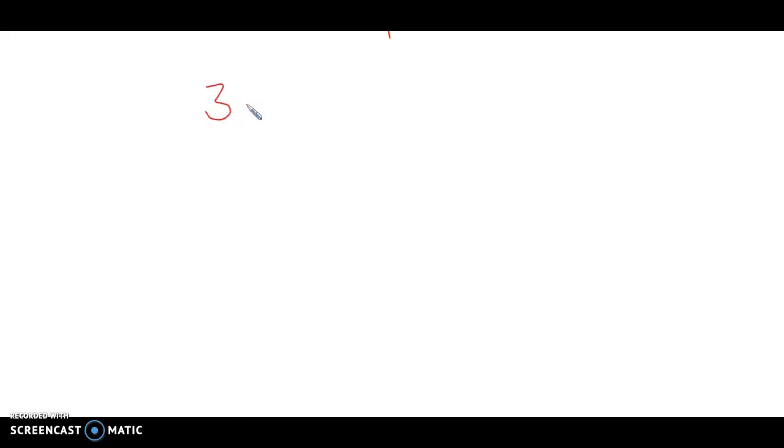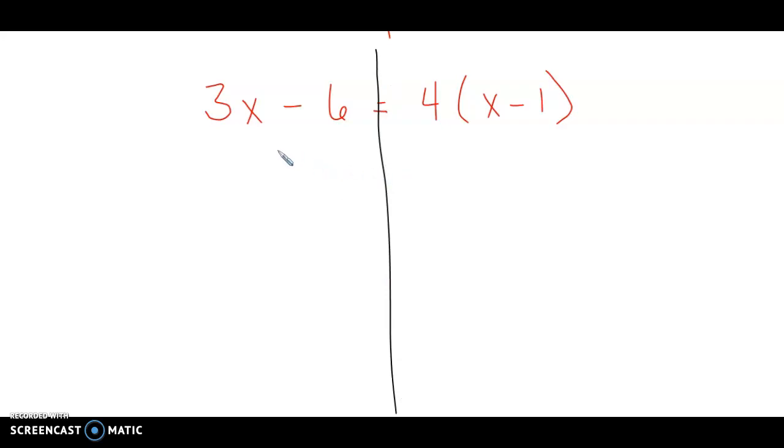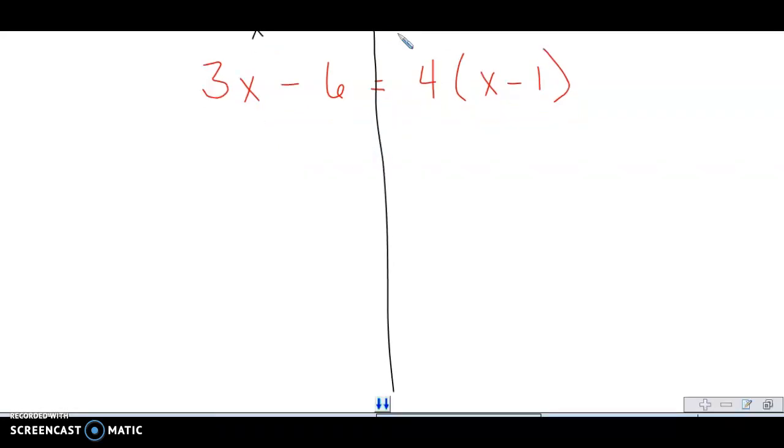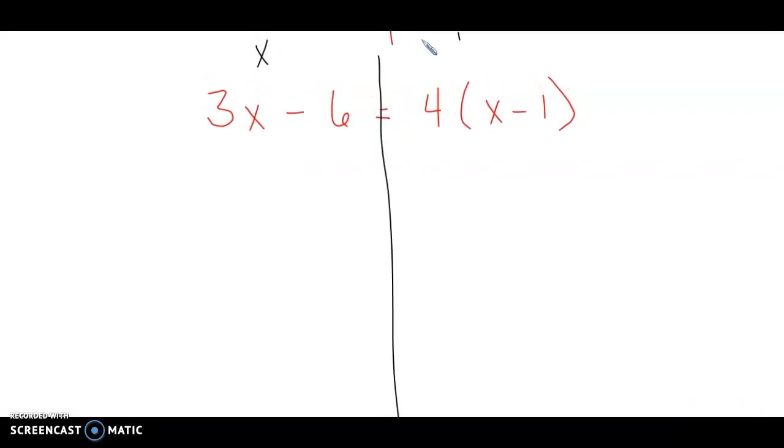So let's say we had 3x minus 6 equals 4 parentheses x minus 1, and we try to solve this one now. Okay, so my variables are my x's, so I want to get all the x's onto the left side, and I want to get all my numbers or all my constants onto the right side. So if it doesn't have a variable, I want it on this right side of the line. If it has a variable attached to it, I want it on the left side.